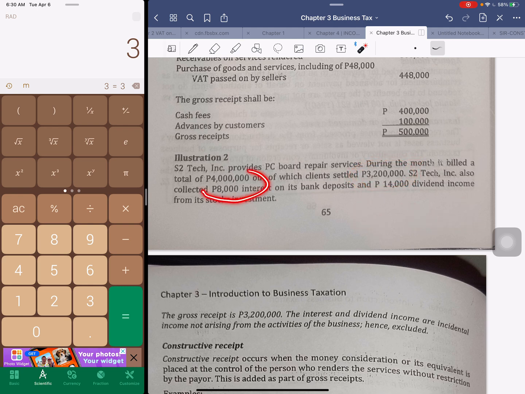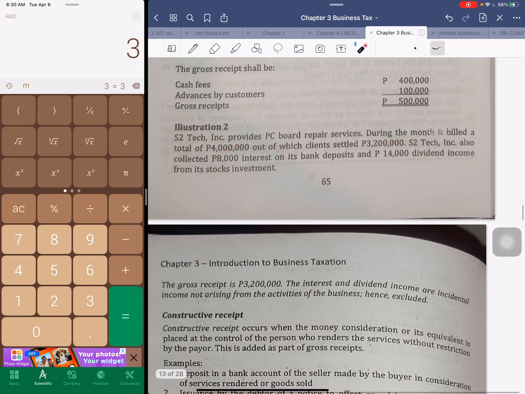However, for 8,000 and 14,000, these are not the primary operations of the company. Therefore, they are not subject sa business tax.